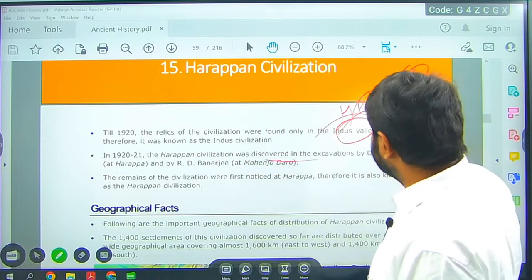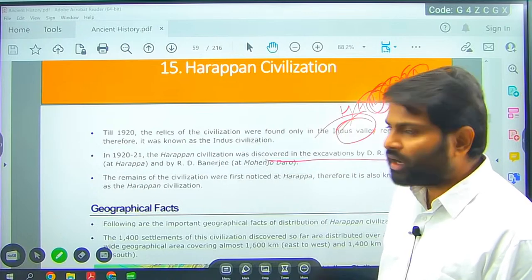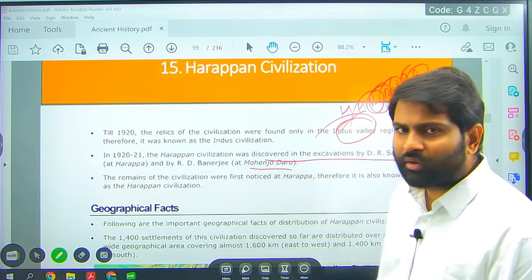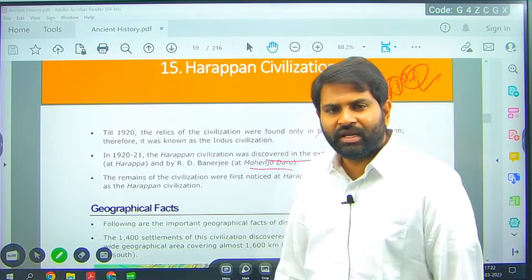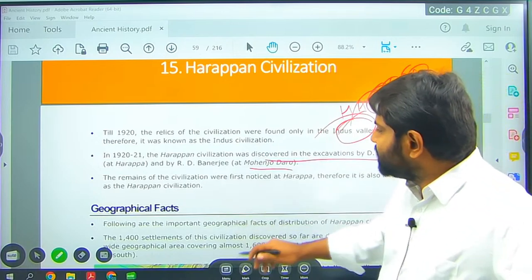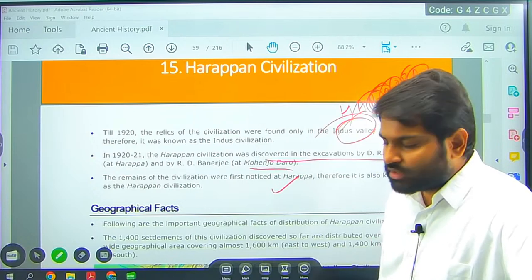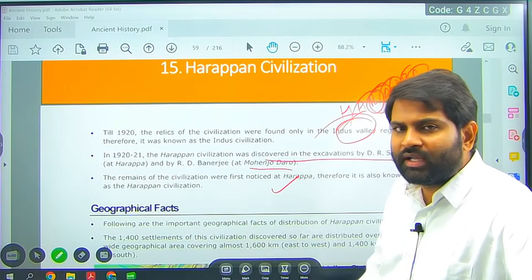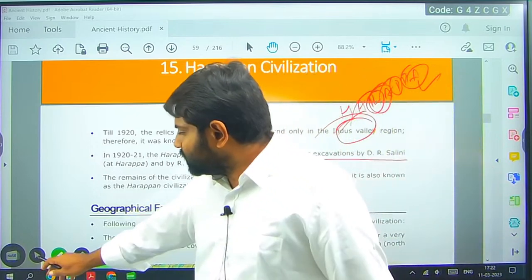In 1920-21, this was discovered by the excavations of D.R. Sahni at Harappa and R.D. Banerjee at Mohenjo-daro. That is the reason we also call it Harappa Mohenjo-daro, Sahni and Banerjee. The remains of the civilization were first noticed in Harappa, therefore it is known as Harappan Civilization. Normally we call it Harappan Civilization because the first evidence was available there.